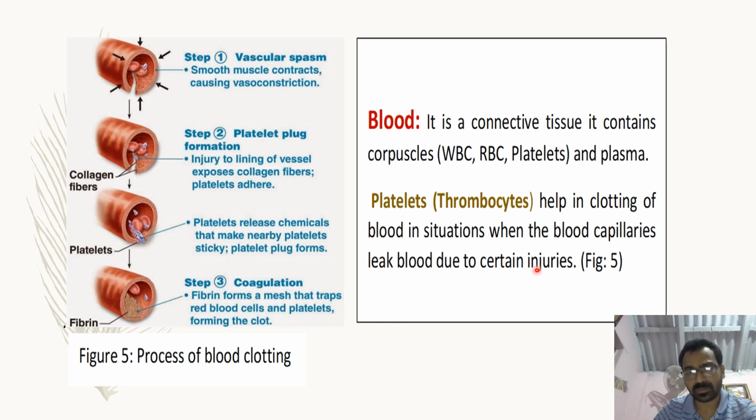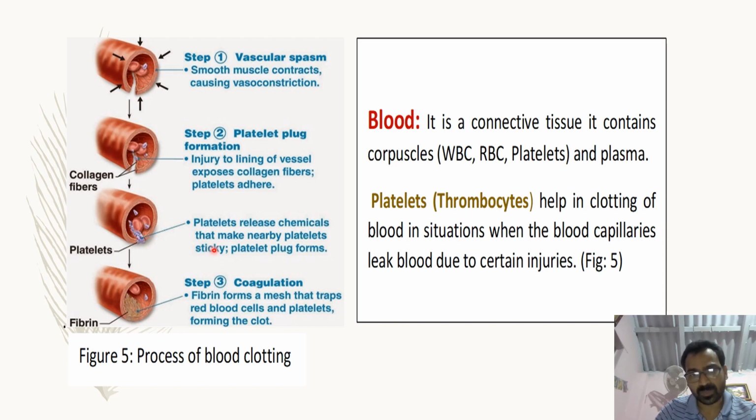due to certain injuries. This is the diagram you can see here, a very illustrative diagram. Step 1, vascular spasm, that is, the smooth muscles contract causing vasoconstriction. Second step, platelet plug formation, that is, in the ruptured area, injury to the lining of vessels exposes collagen fiber. Platelets adhere. Collagen fiber is a group of protein fiber. They are the largest protein component in nature, animal protein. And whenever there is any type of injury, breakage in blood capillaries, they are formed and deposited at that area.